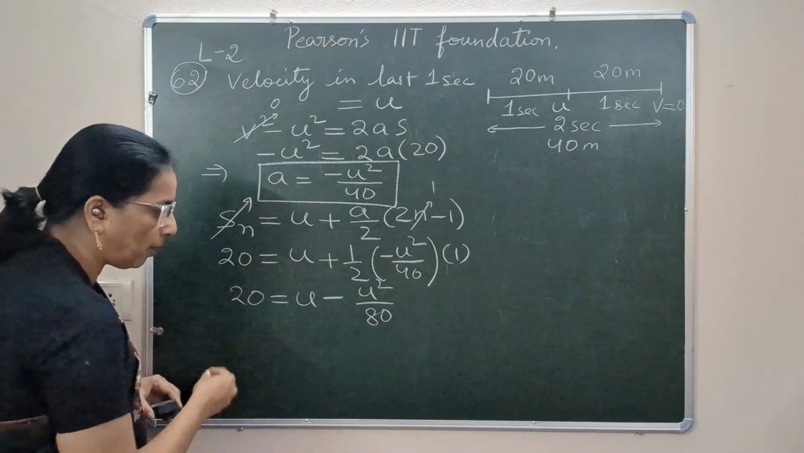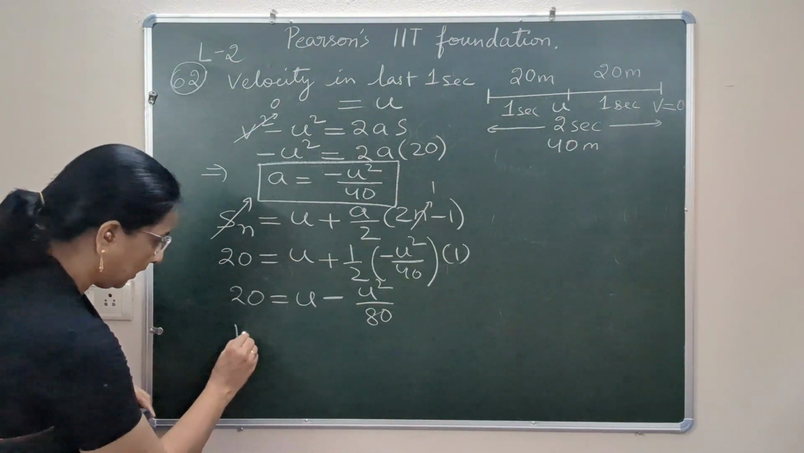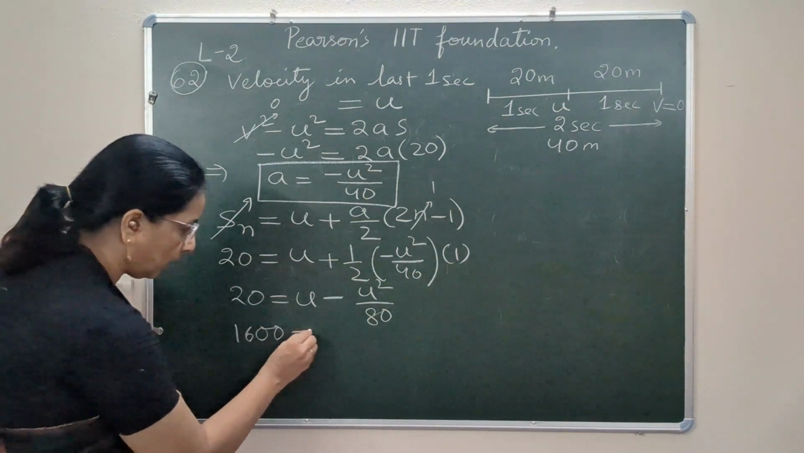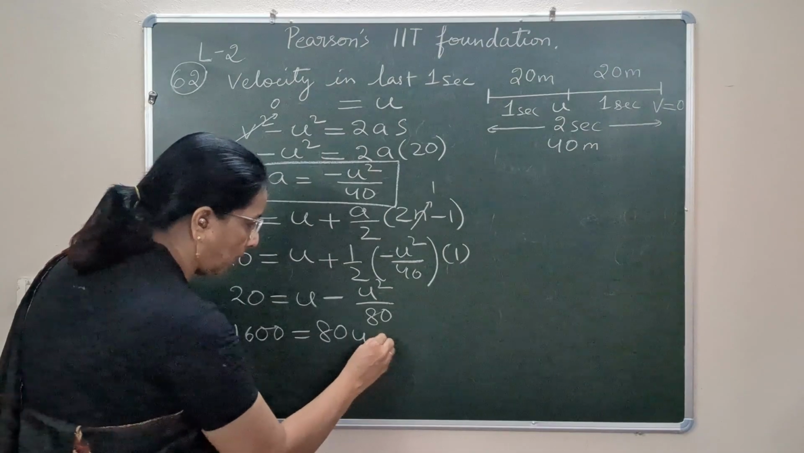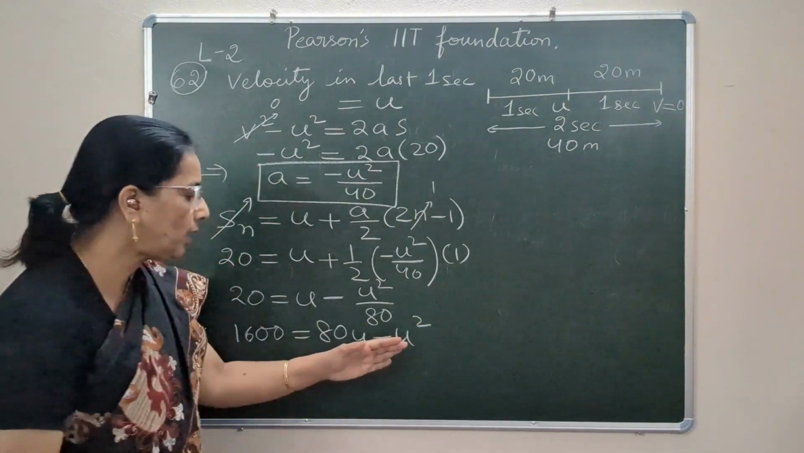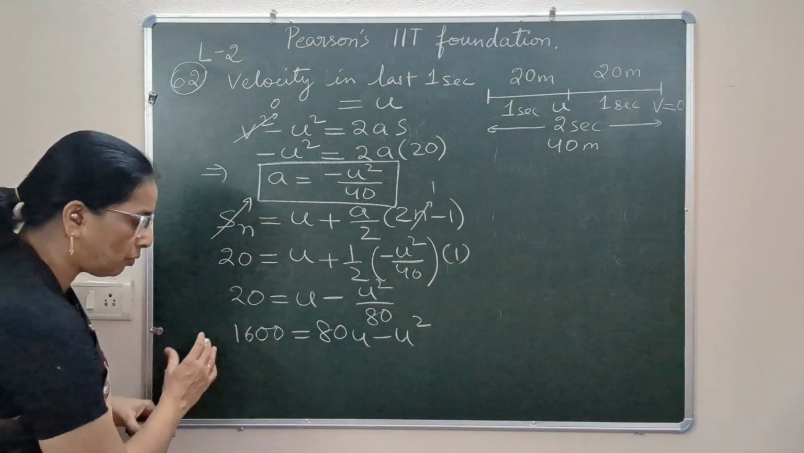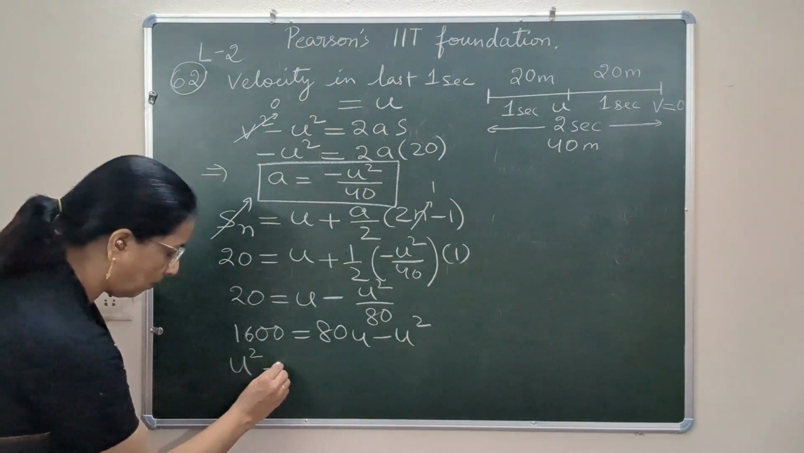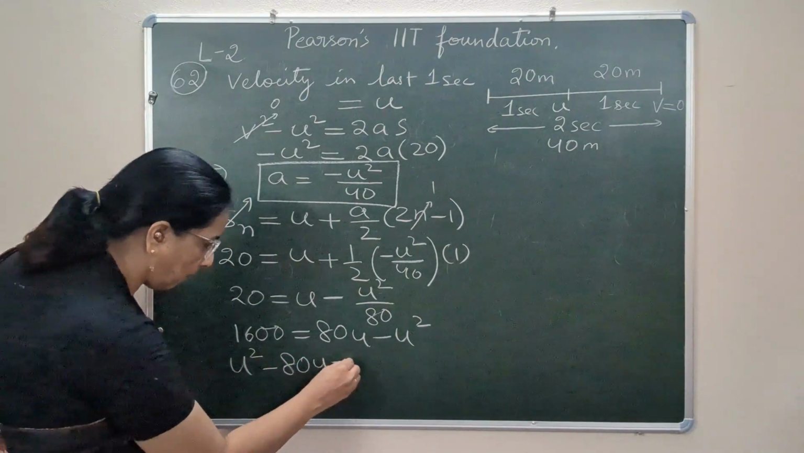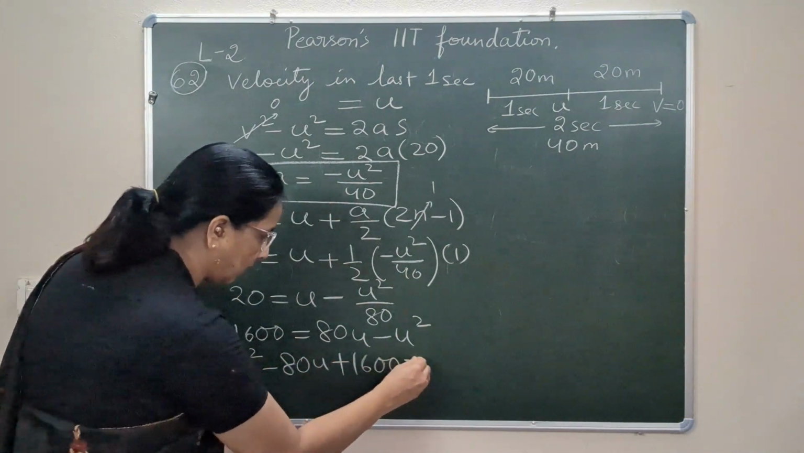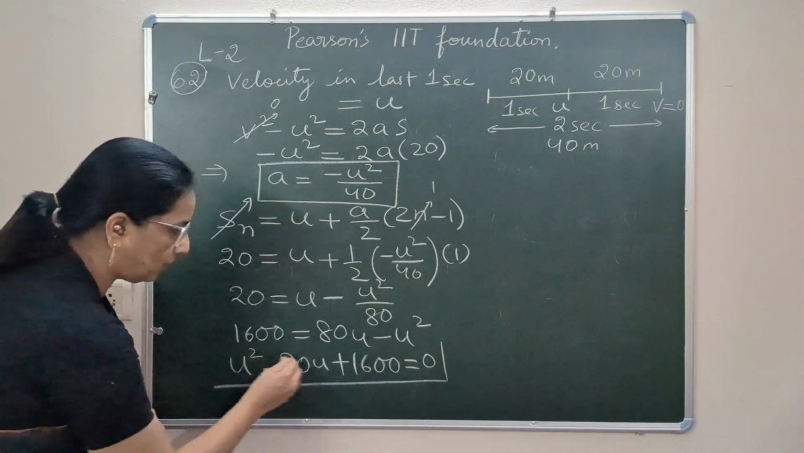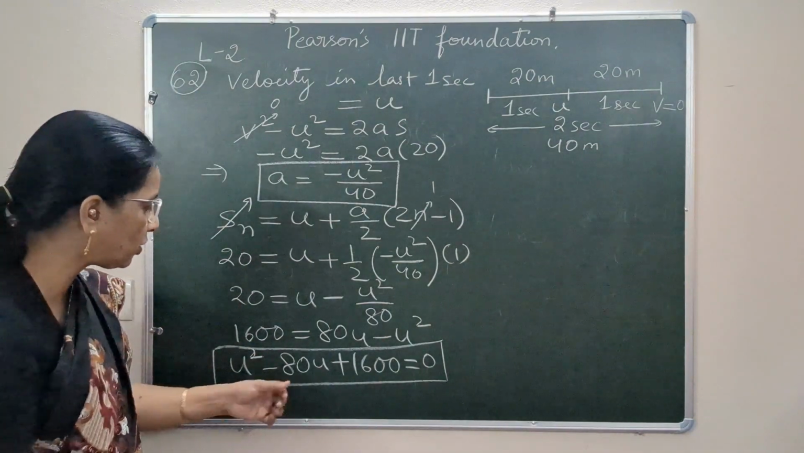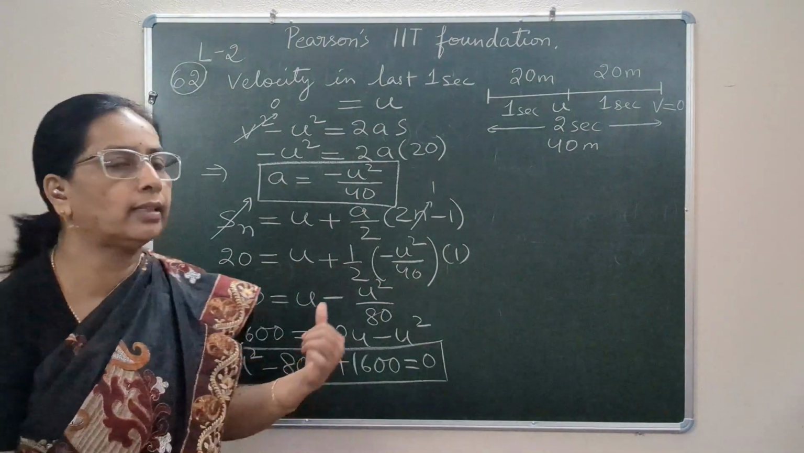Now multiplying throughout by 80, we will get 1600 equals 80u minus u square. Putting this in standard form, bringing these to the other side, transposing, we get u square minus 80u plus 1600 equals 0. And we got a standard form of a quadratic equation. Once we solve this equation, we will get u, which is the requirement.